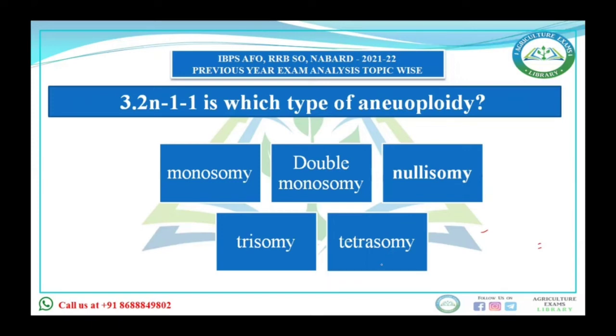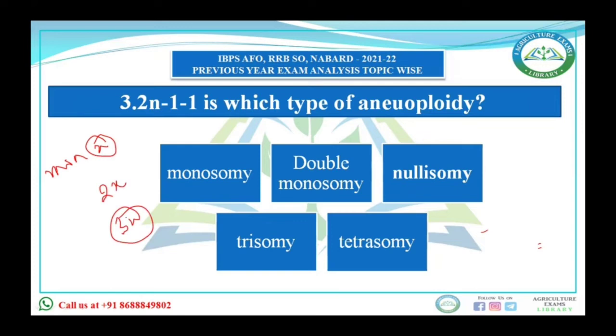Okay, when there is a change in the number of chromosome sets, that is euploidy. When there is a change in the number of chromosomes in a set, that is aneuploidy. When you talk about euploidy, you will see monoploidy, which is X, diploidy, which is 2X, and triploidy, which is 3X.